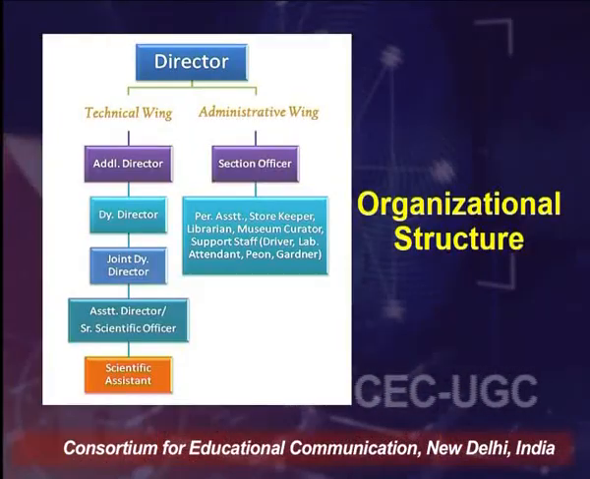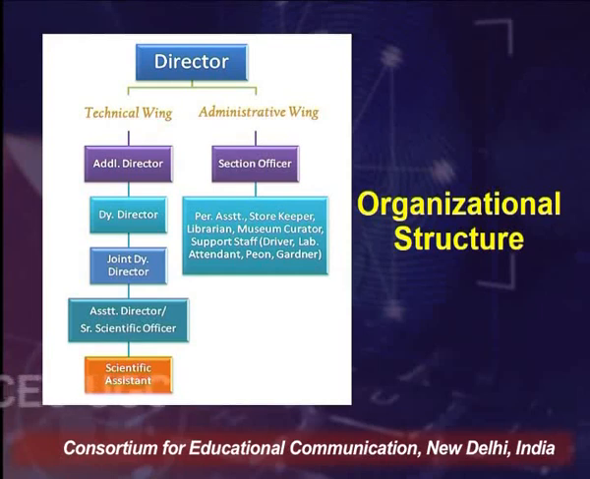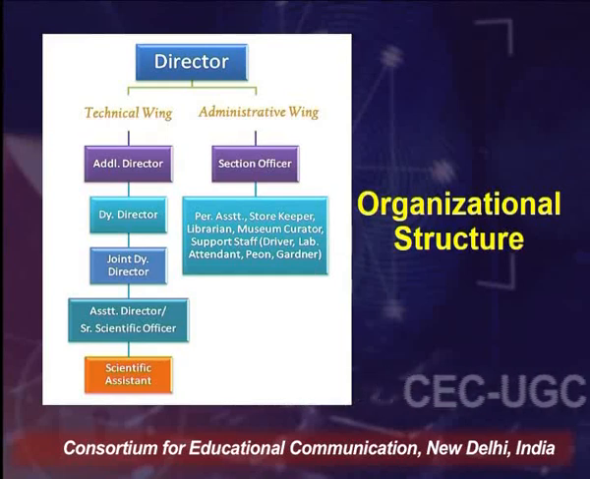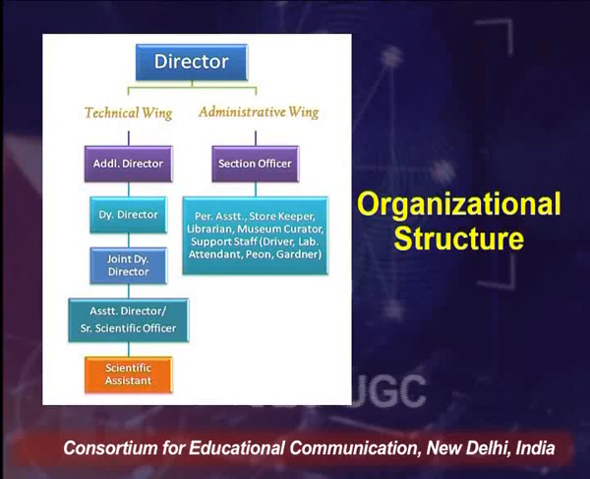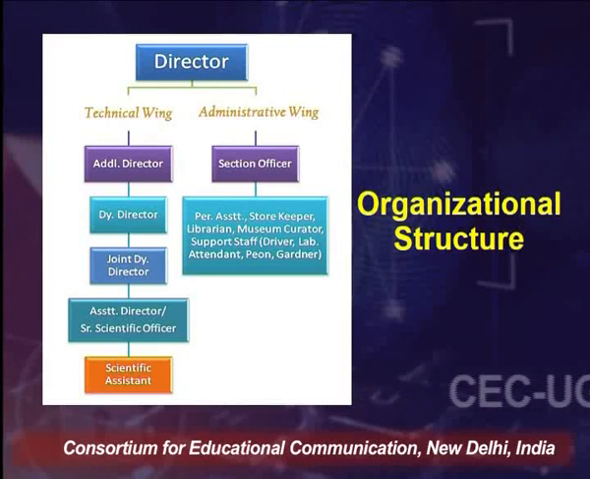The organizational structure of the technical wing goes below the director. In the different wings, we can have additional directors, deputy directors, then the scientific officer, the senior scientific officer, SSO, and SSA, that means senior scientific assistant, then scientific assistant, and then the lab techs. In the administrative wing, we can have the section officer. Under the section officer, we have various lab administration staff, a peon, a gardener, and the posts vary from lab to lab.